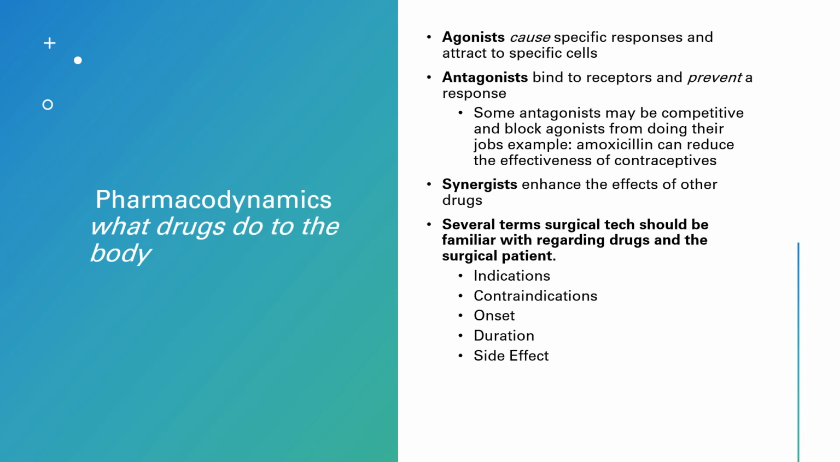Okay, then we have side effects. So side effects are expected, they're predictable, but they're also unintended. So they're an unintended effect of the drug. A good example or an easy example of this would be Benadryl. Benadryl makes me drowsy. It's not unexpected, it's predictable, but it's not intended for that to happen. And I know some people, the opposite happens, where they may take a Benadryl and it makes them very hyper. Also expected, predictable, but not the intended effect of the drug. That is a side effect.